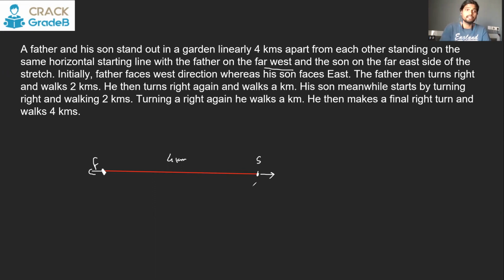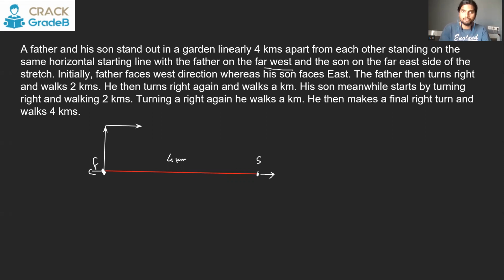The father turns right and walks 2 kilometers. If he's facing west, right is this direction, so he goes this way for 2 kilometers. Then he turns right again, and right means this side, and walks a single kilometer like this.